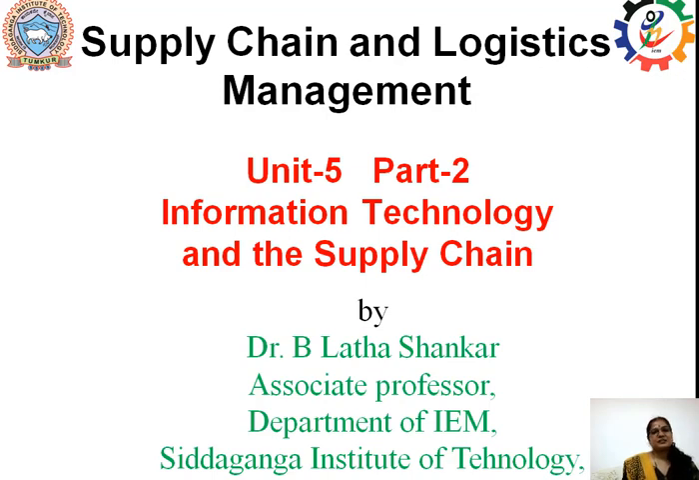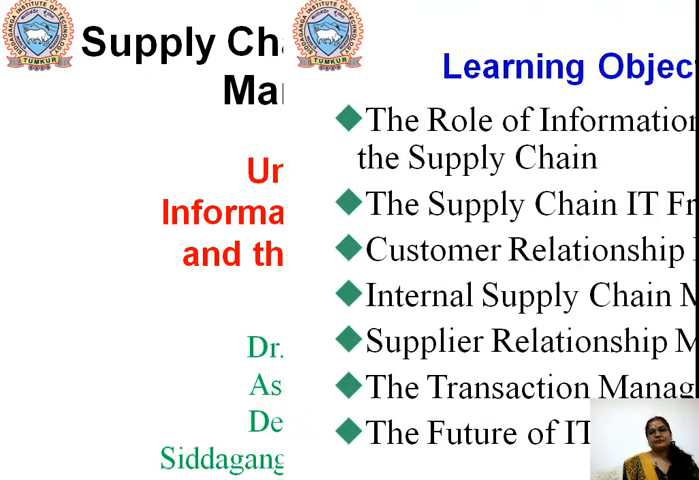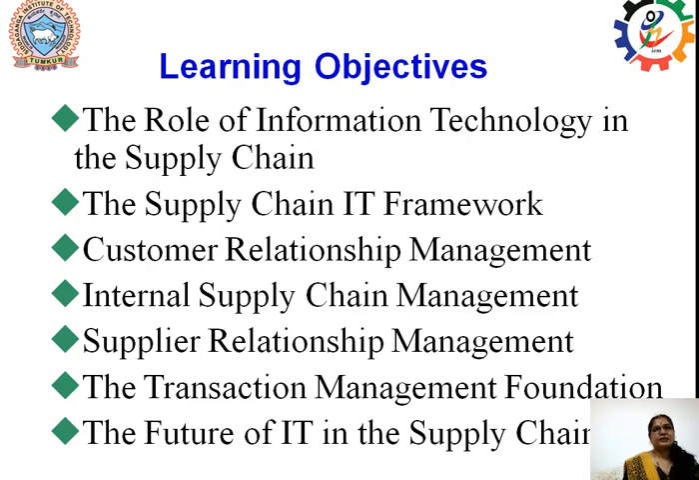Today I am here to discuss a few things about information technology and the supply chain. It comes under unit 5 of your course Supply Chain and Logistics Management. The key points to be learned today are the role of information technology in the supply chain, the IT framework, IT stands for information technology, the macro processes, that is customer relationship management, internal supply chain management, supplier relationship management, and transaction management foundation. And lastly, let us see the future of IT in supply chain.